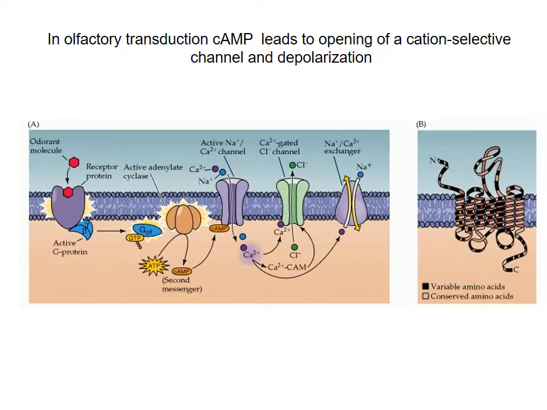In addition to activating PKA, cAMP that's produced by active adenylyl cyclase can bind channels. In this case, this is in olfactory transduction. The cAMP is going to bind the channels and open them, and calcium and sodium can enter through these channels, which will then lead to depolarization.